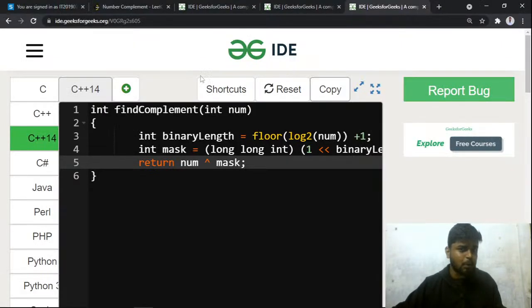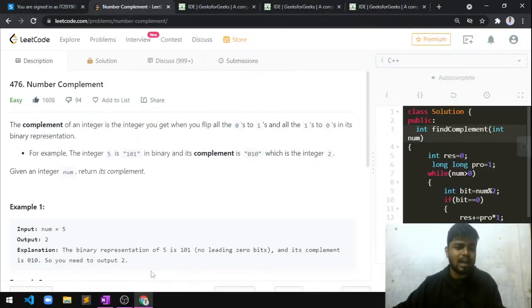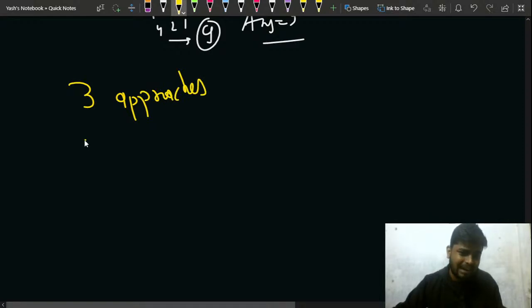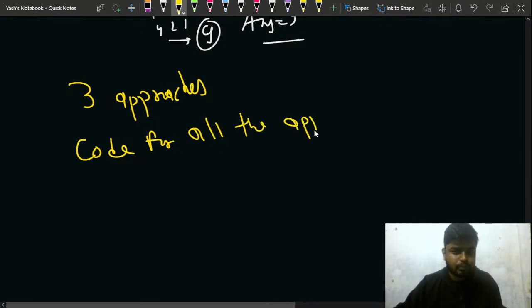So I hope that this problem is also clear to everyone, and this problem was asked in a company like Cloudera. So we have discussed 3 approaches for this problem.